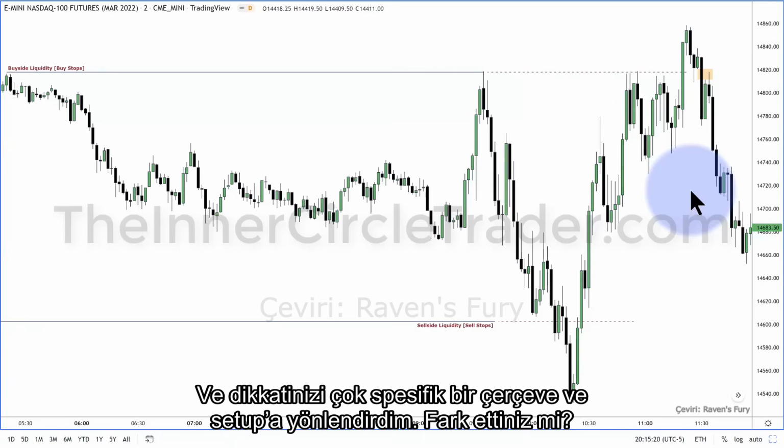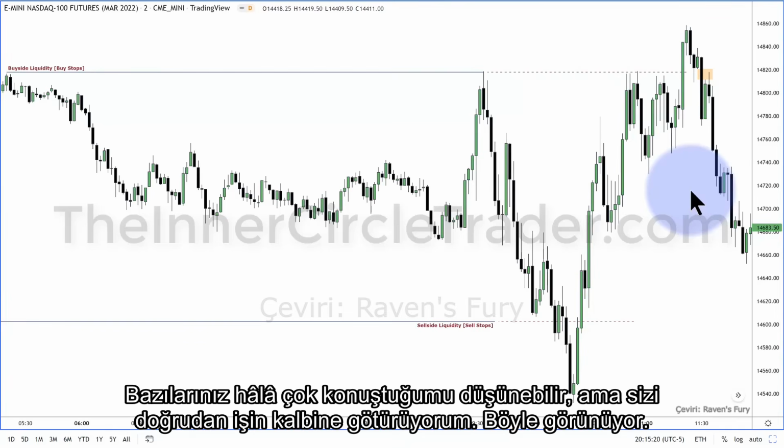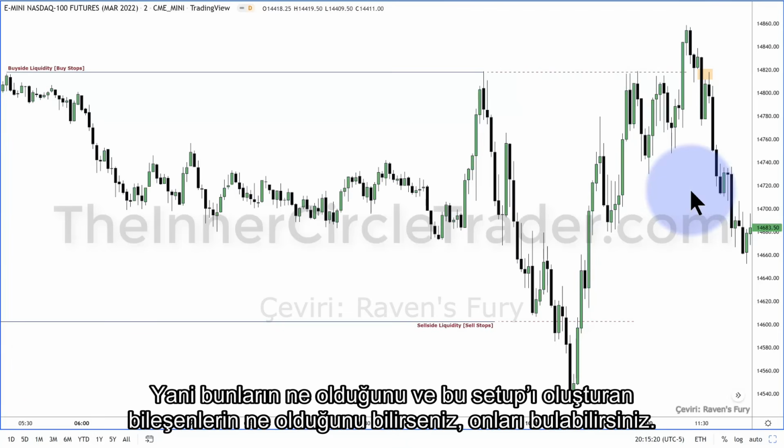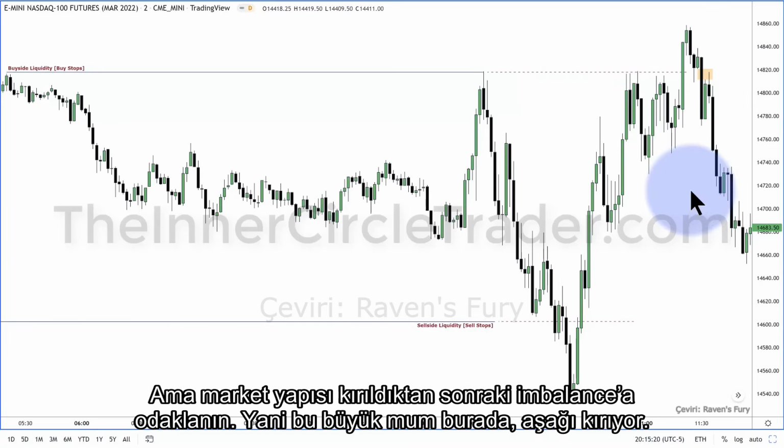And I've literally taken your attention to a very specific framework and setup. Notice that? Some of you may think I'm still talking too much, but I'm taking you right into the heart of the matter. This is what it looks like. This is what you're looking for, okay? These are the fingerprints of that setup. These repeat. So if you know what they are and what those components are that make up this setup, you'll be able to find them. But focus on the imbalance after the market structure breaks.